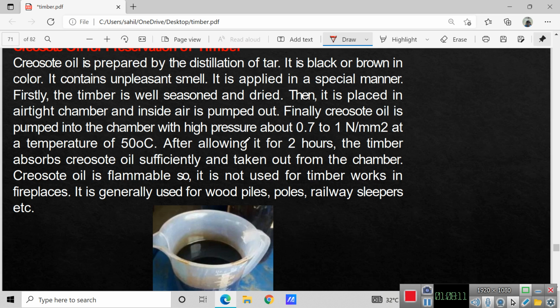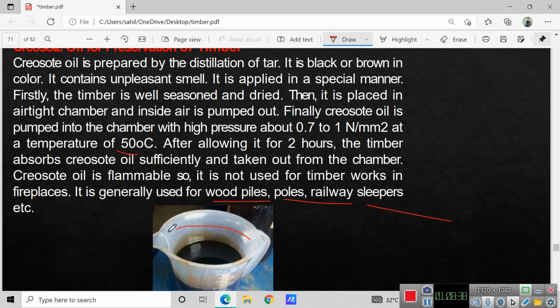Finally, creosote oil is pumped into the chamber at high pressure, about 0.7 to 1 Newton per millimeter square, at a temperature of 50 degrees centigrade. After allowing it for 20 hours, the timber absorbs creosote oil sufficiently and is taken out from the chamber. Creosote oil is flammable, so it is not used for timber works in fireplaces. It is generally used for wood piles, poles, railway sleepers, etc.